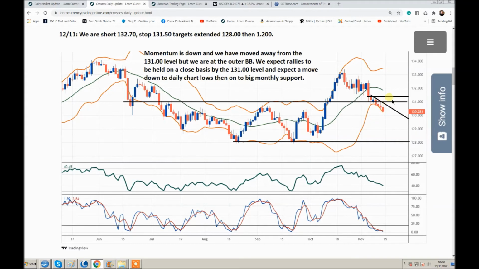Okay, so sell a rally back to 131 with a stop behind here, i.e. that tail. Okay, if we start to move lower, then basically just sell at market and then have a stop, let's say 131.20. Well, I've got it at 131.50 back here at the moment. I can pull that down if we start moving to the downside. Should get to 128. Longer term, we could get to 120.